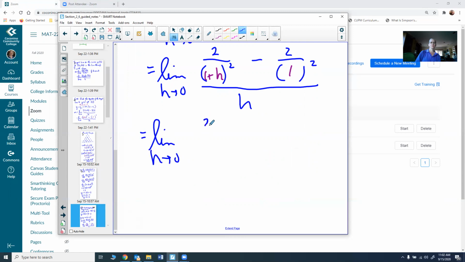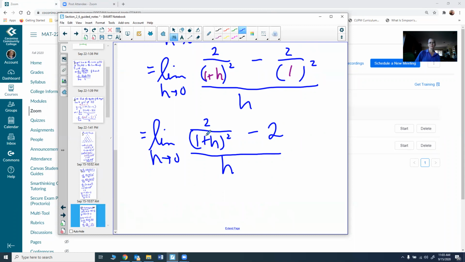So I've got 2 over 1 plus h quantity squared minus 2 over 1, which is just 2, all over h. Again, I can't just plug 0 in here because I get 2 minus 2, which is 0 over 0, and I can't deal with that because it's called an indeterminate form. So I need to simplify this in such a way that the h in the bottom can be canceled.